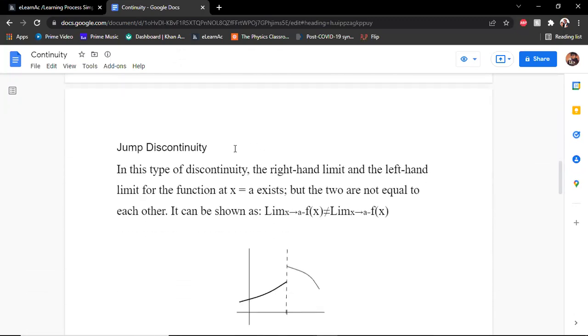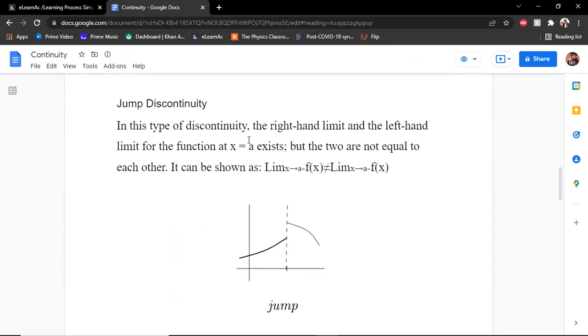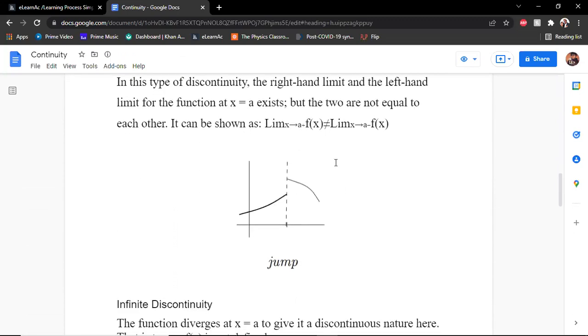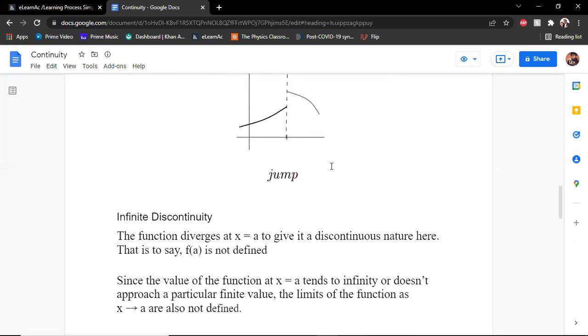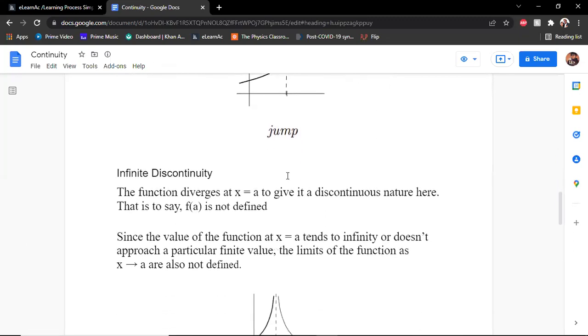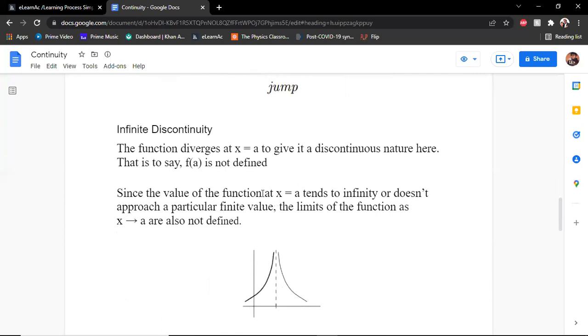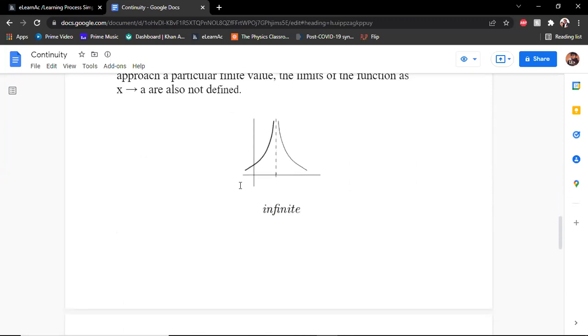The first one, jump discontinuity. In this type of discontinuity, the right-hand limit and the left-hand limit for the function at x equal to a exist, but they are not equal to each other. It can be shown as this graph. Infinite discontinuity. The function diverges at x equal to a to give a discontinuous nature here. That is to say, f of a is not defined. Since the value of the function at x equal to a tends to infinity or doesn't approach a particular finite value, the limits of the function as x tends to a are also not defined. This can be shown by the graph here.